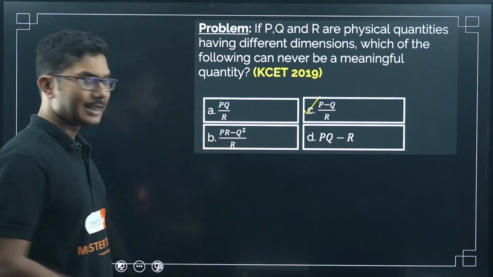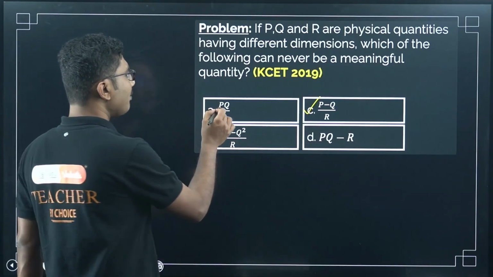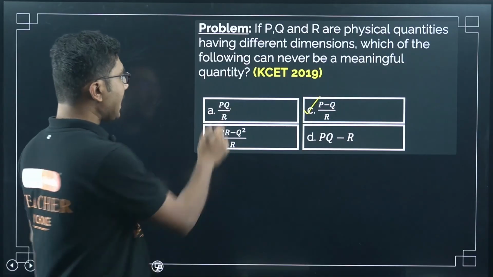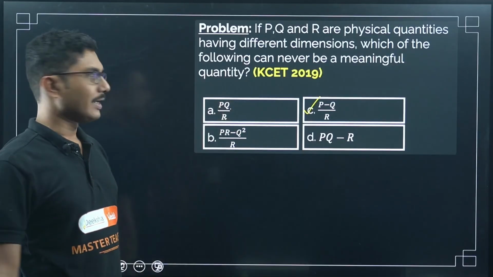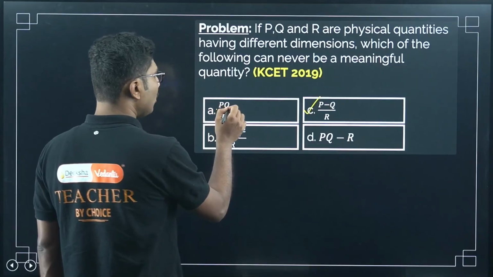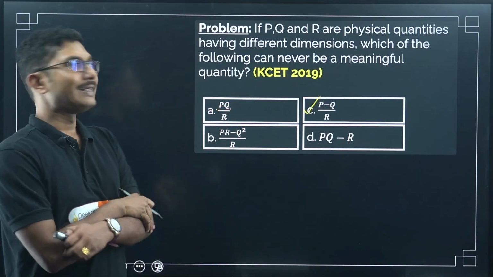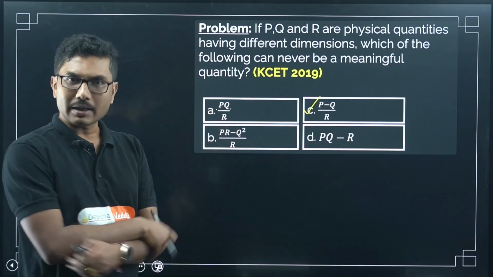Why are these all possible? Let me give you one example. Here, P, Q by R. P, Q, R, all of them are different dimensions, but when you multiply P and Q, they can have the same dimension as R. Right?